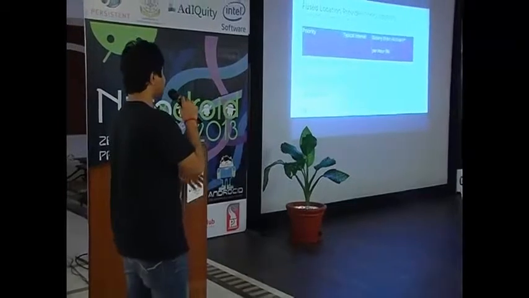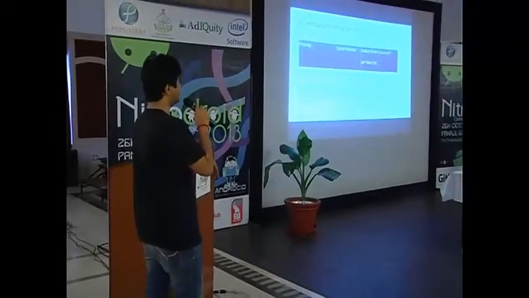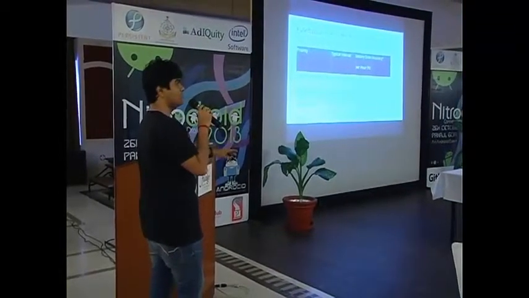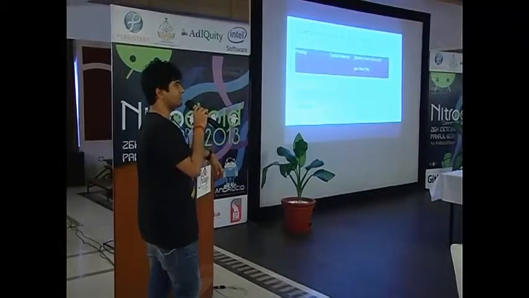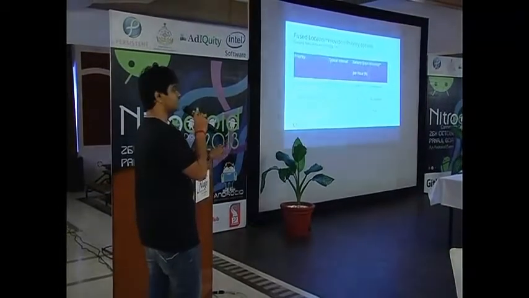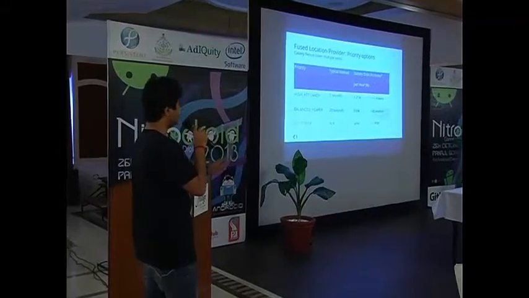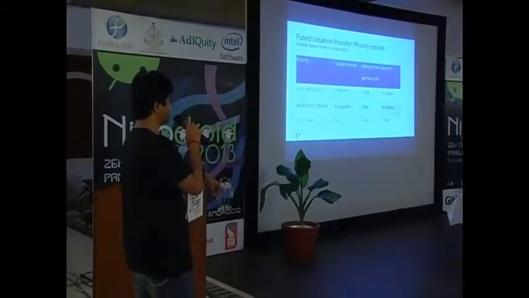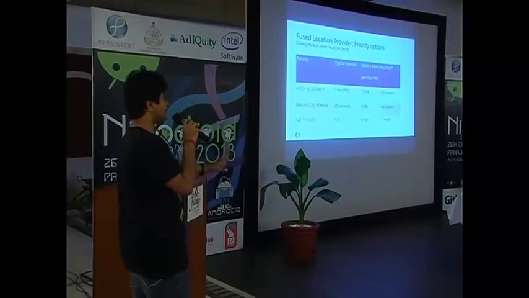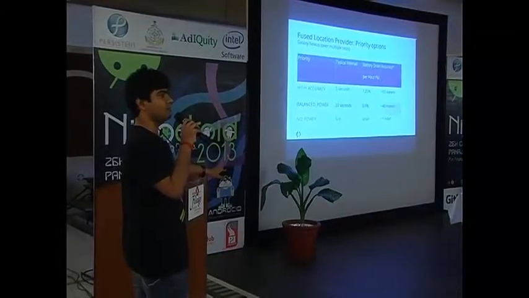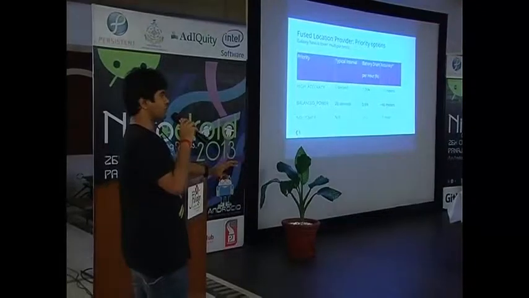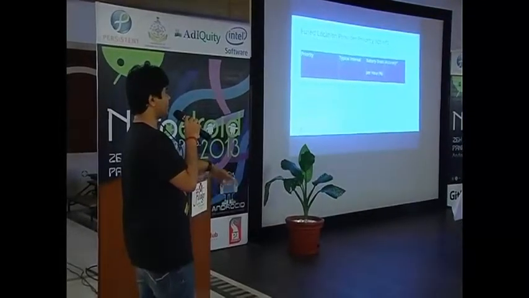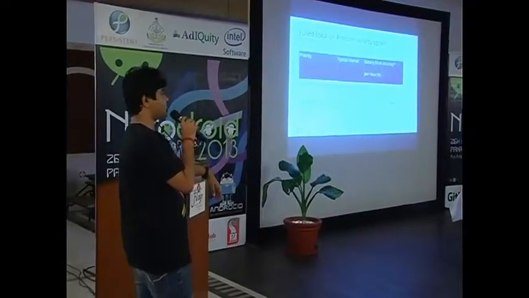In case you require something which is not that accurate, like balanced power, it takes 0.6% of battery life. For most applications, this is more than enough. If you want one-time location, you'd use the last option, no power. That takes less than 0.1% battery life, and you can get accuracy to about 1 or 2 kilometers.